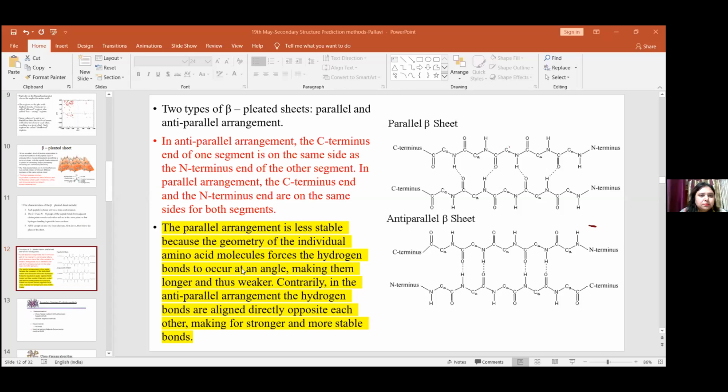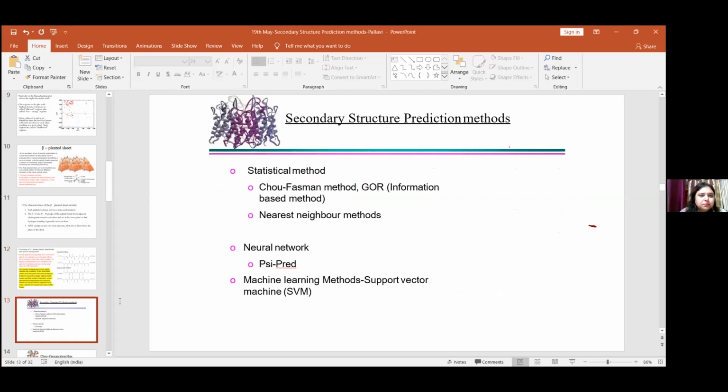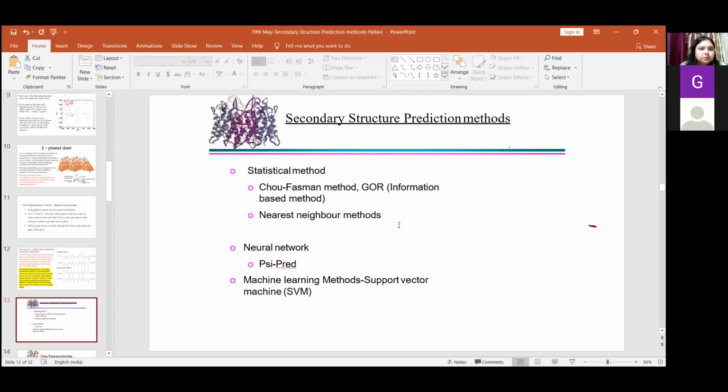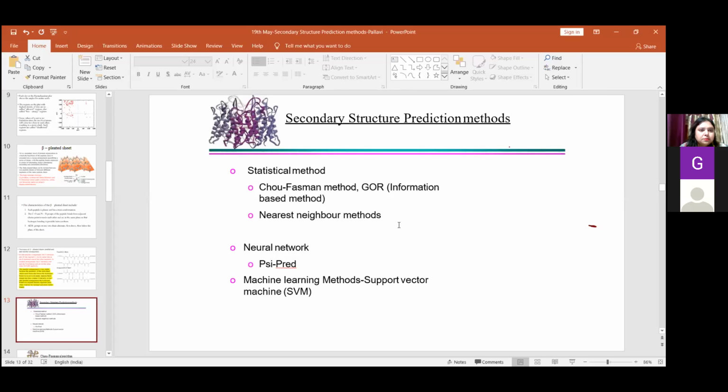Let's move to the main part now, which is the prediction of secondary structure. Once I have known what an alpha helix is and what a beta sheet is, we should know how to predict it using bioinformatics. There are many methods, students, which have been classified into various categories. The very ancient methods for predicting secondary structure are statistical methods. And statistical methods are further defined by two main methods, Chou-Fasman and GOR. GOR is known as an information theory based method.